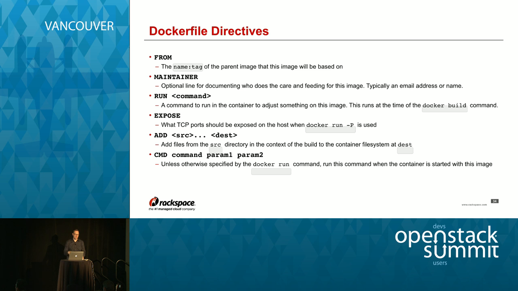So if you were doing this in an orchestration system, dash capital P makes a whole lot of sense. If you're creating these things explicitly, lowercase p and specifying the actual port mapping of what you want externally and what you want internally makes more sense. So it just depends on what you're trying to do.